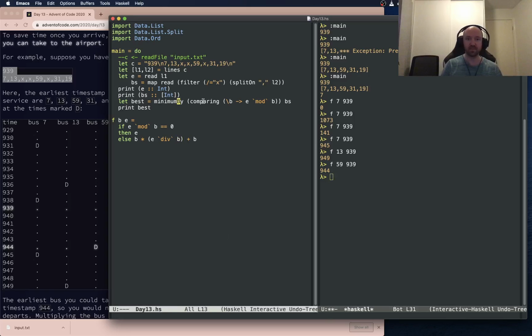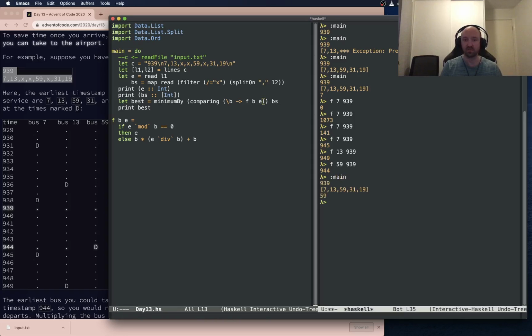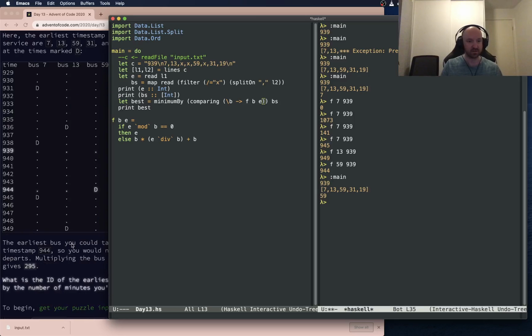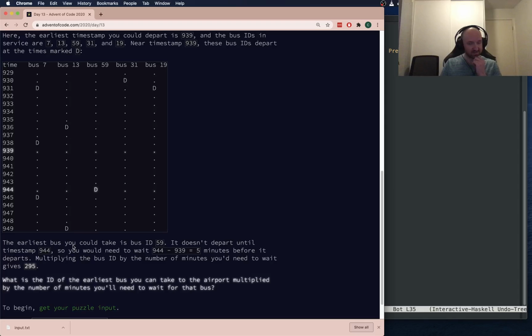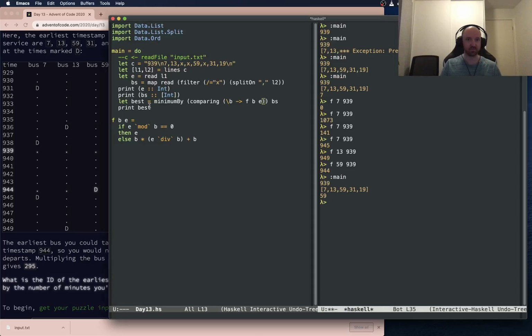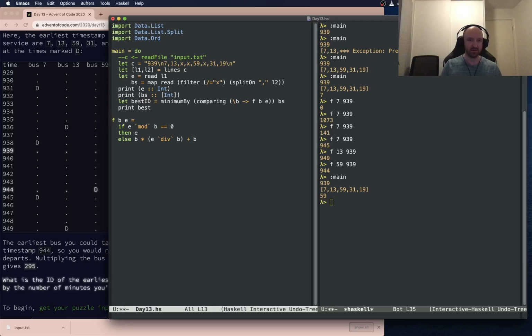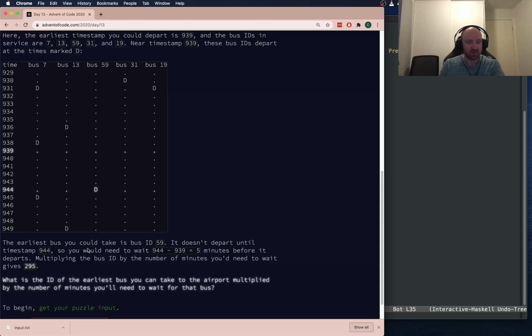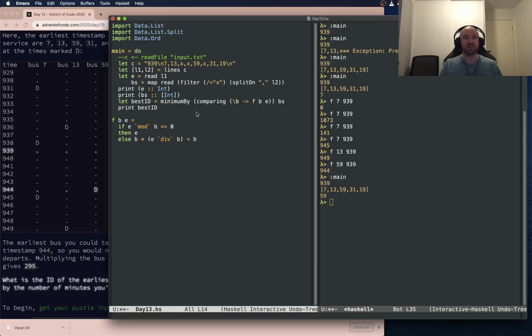So instead of comparing with this incorrect function, we will compare with BE. So that should tell us which bus is the best now. It's telling me it's bus 59. And what we have to calculate is the ID of the bus, which we've now got. So we'll call that best ID. And we need to multiply it by the number of minutes I'll need to wait for that bus.